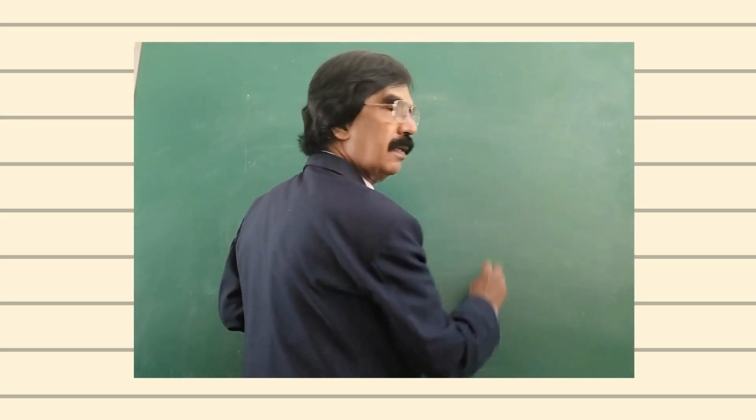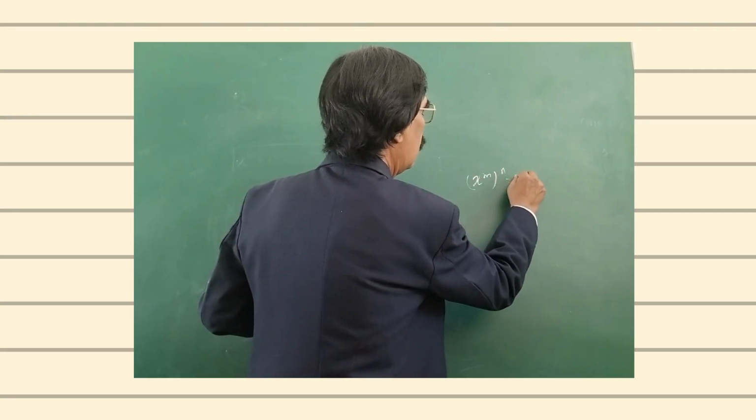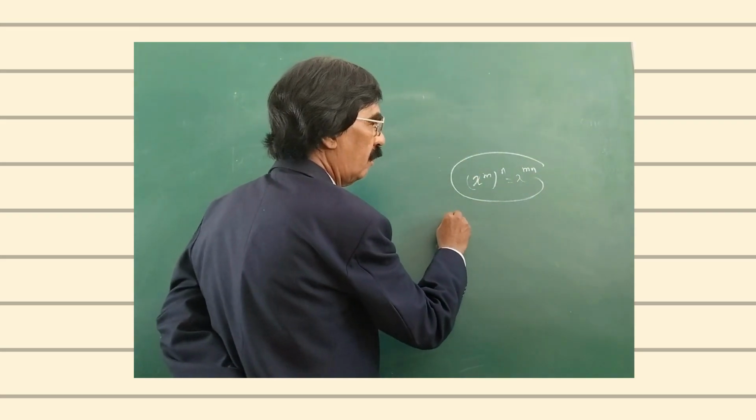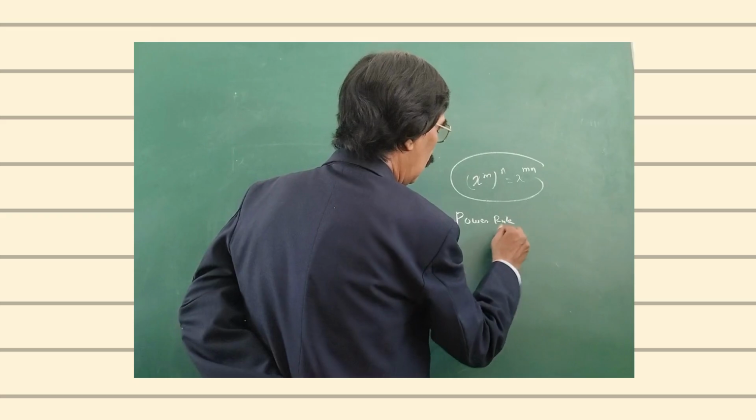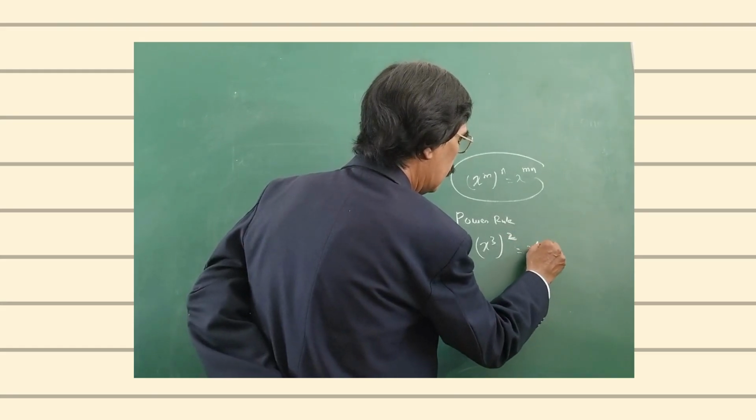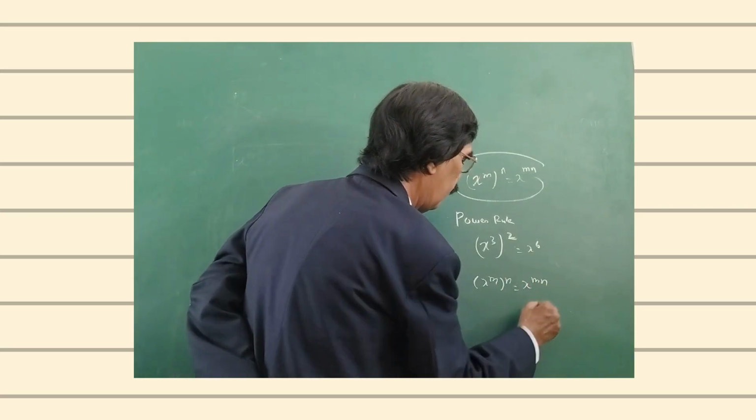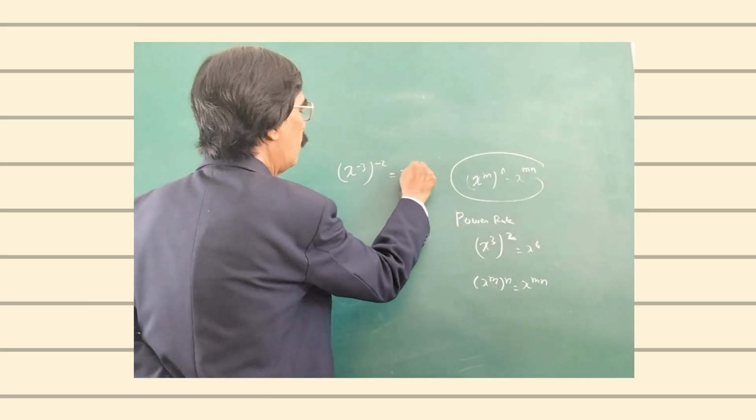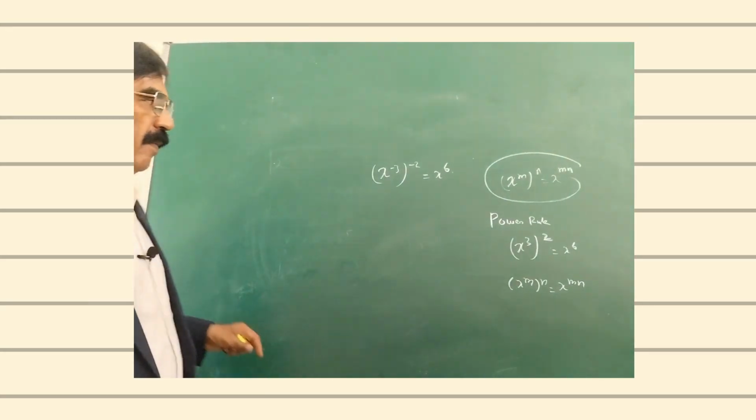Next, x to the power of m whole power n is x to the power of m into n, I multiply. This is called the power rule. Listen, x cube whole square is x power 6. x power m whole power n, just now I said, x to the power of mn. x raised to minus 3 whole raised to minus 2 is x to the power of 6. Like that, x power m whole power n is x power mn.